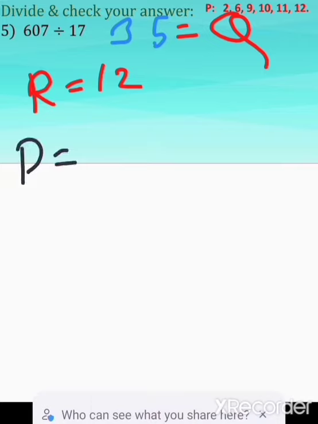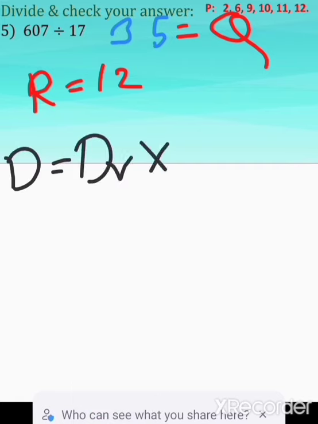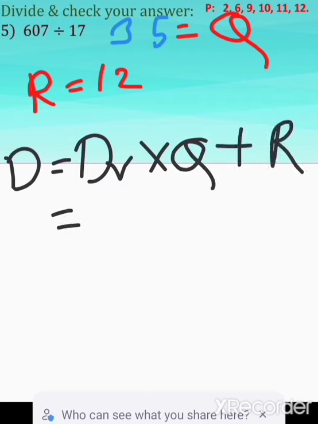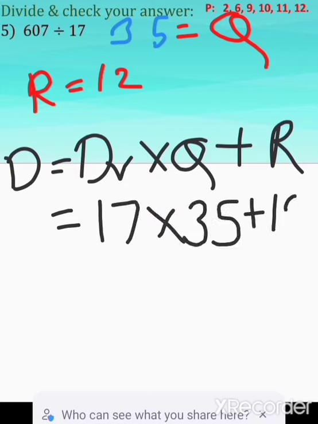Dividend is equal to divisor into quotient plus remainder. Learn this. Divisor is 17. My quotient is 35. My remainder is 12. Now what I'll do? I'll multiply 35 and 17. Now what you can do here, you can simply multiply 35 by 17. Okay fine, go for the simple multiplication only, otherwise it is going to again take much time.